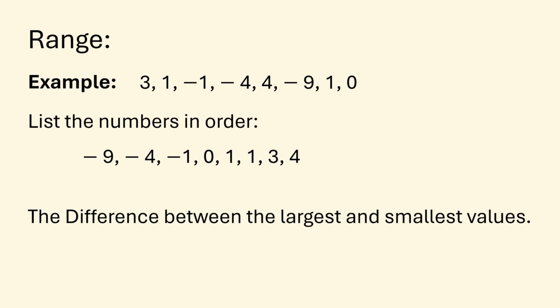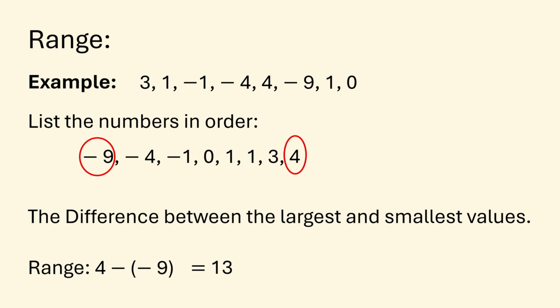Range. The range is the difference between the largest and smallest values. Largest value is 4. Smallest value is -9. Range is equal to 4 minus -9. Subtracting a negative becomes addition. 4 plus 9 is equal to 13. So the range of this dataset is 13.